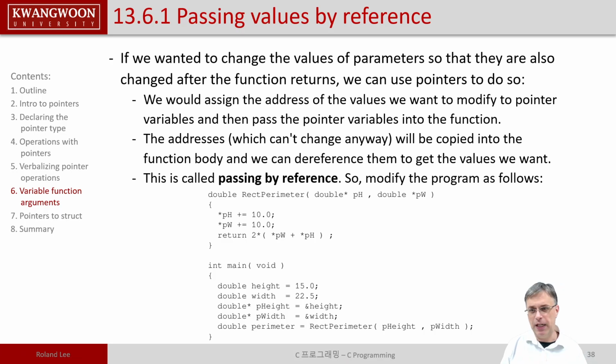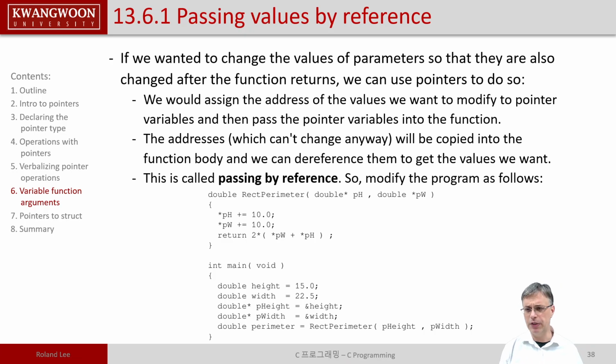If you wanted to change the values of parameters so that they are also changed after the function returns, we can use pointers to do so. We would assign the address of the values we want to modify to pointer variables and then pass those pointer variables into the function. The addresses will be copied into the function body, and we can dereference them to get the values we want. This is called passing by reference. So, just as mentioned before.